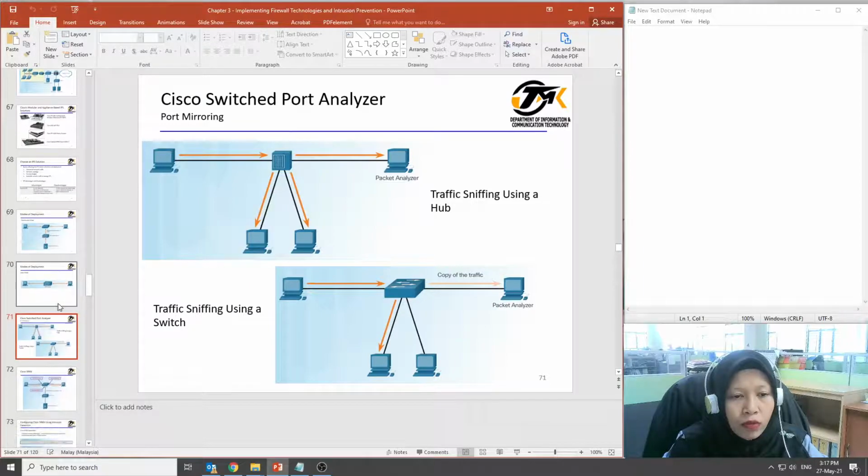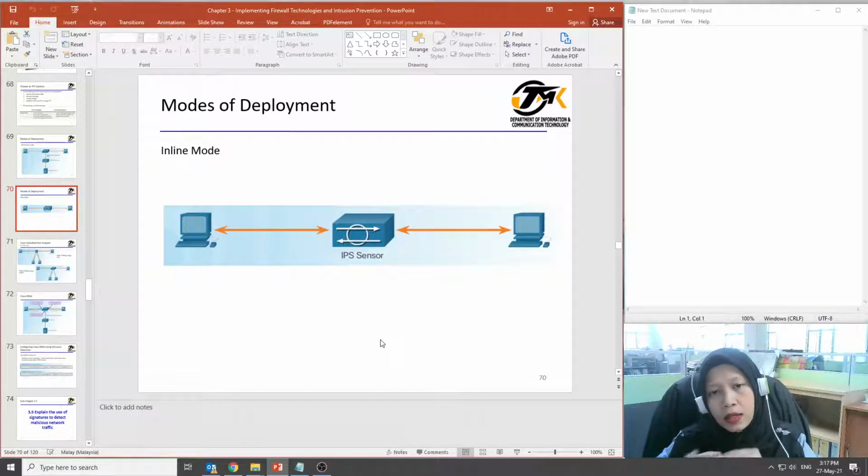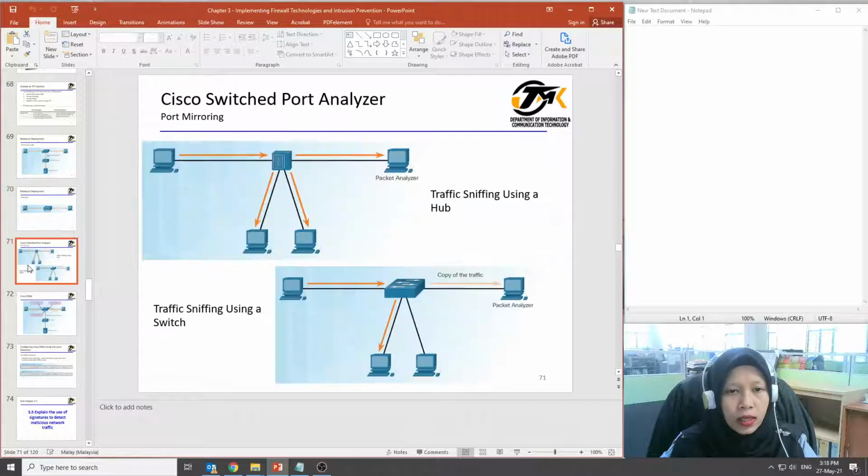Okay, this is the mode of deployment. Usually this is what we call inline mode. Inline mode means it's in the same flat architecture. So you can see you have one PC and another PC, and the sensor is between them. So we call that inline.